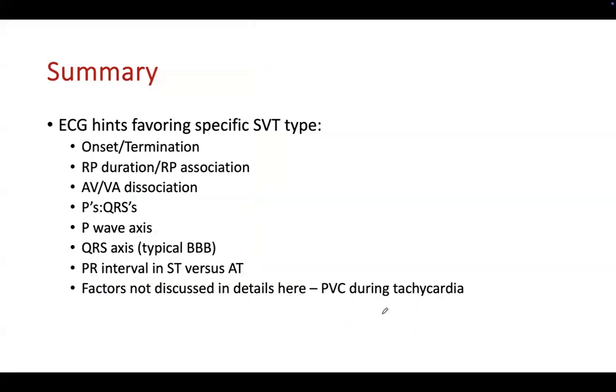Makes sense, guys? So the atrial wire is very helpful. In summary, we talked about onset, termination, RP duration, dissociation, PQRS, and P-wave axis during tachycardia. We talked about QRS axis. When you get aberrantly conducted SVT, usually you have a typical bundle branch block, meaning normal axis with right bundle, or maybe rightward axis with right bundle. Usually you have left axis with left bundle. These are your typical patterns. And then the PR: we talked about the PR being short in sinus tachycardia versus a little bit longer in atrial tachycardia, and so forth.